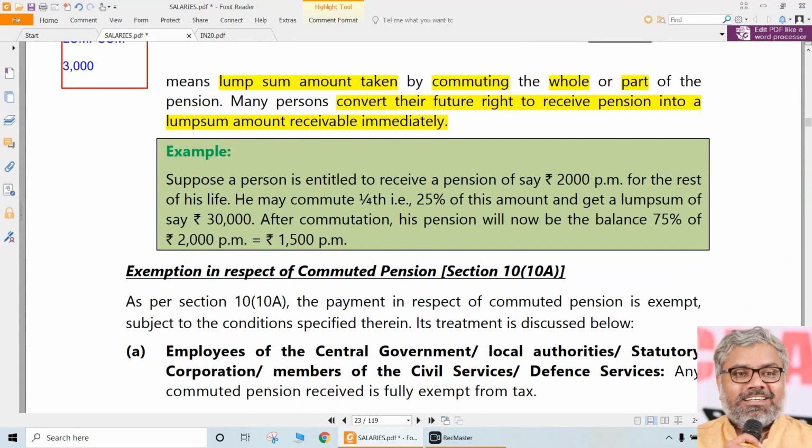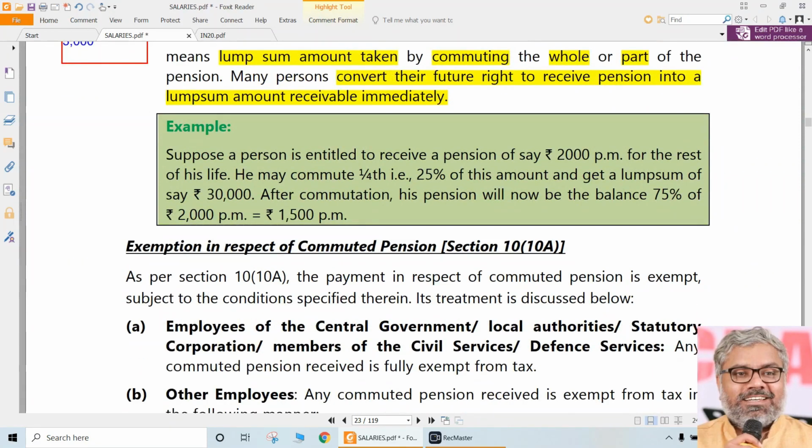Now, an example is given, the same as what we have taken. Suppose a person is entitled to receive a pension of say 2000 rupees per month, and he says that he'll commute 1/4 of this, which means 25% of this, for 30,000. Don't enter into how we got 30,000. That is none of our business. That is what the employer gave him. Why he got 30,000 for this 25%? Nobody can answer. That is none of our business, and we don't know that. He got 30,000 for this 25%, that's all. That is a fact. This is not something that is decided by us.